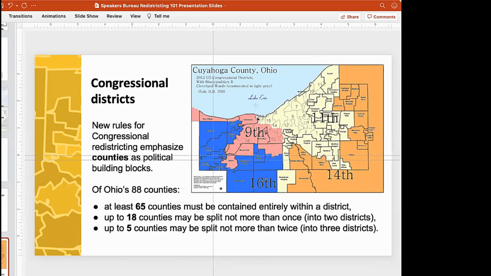But one of the things they look at is avoiding splitting districts up. So of the 88 counties, at least 65 must be contained entirely within one district. Up to 18 counties may be split not more than once into 2 districts, and up to 5 counties may be split not more than twice into 3 districts.